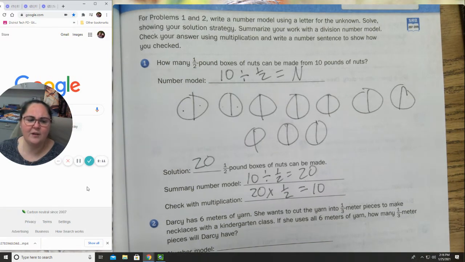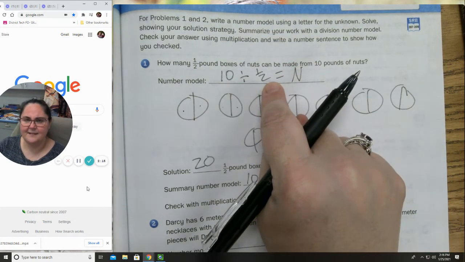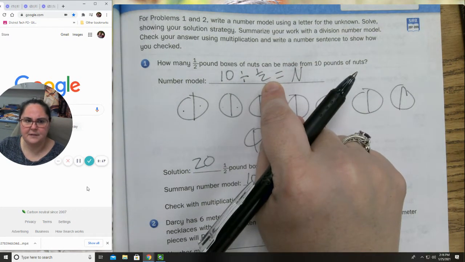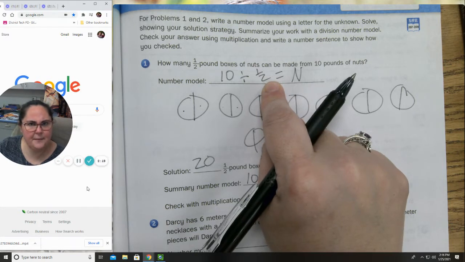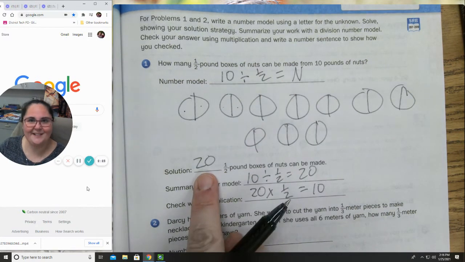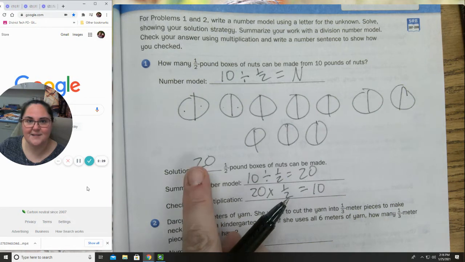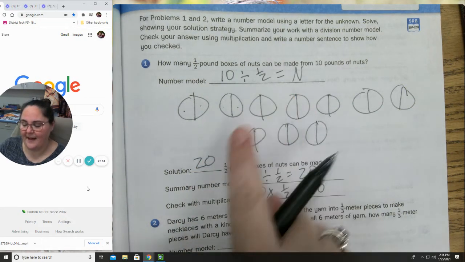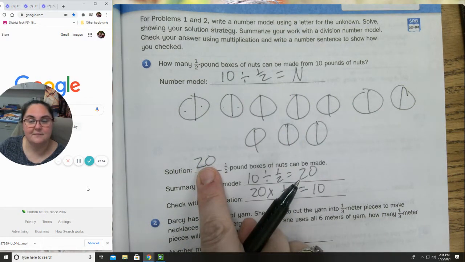Now, I want you to look at what we did. I divided by a fraction. So if I divide by a number less than 1, what happened to my answer? It got bigger. Okay? So keep that in mind. If you divide by a fraction, your number is going to get bigger.